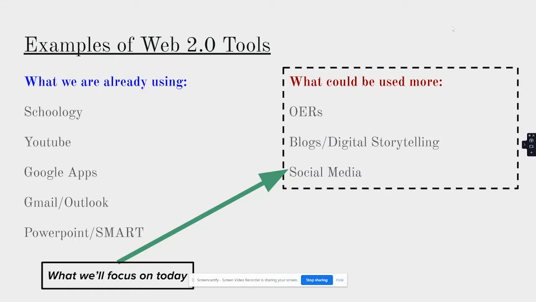So here are some examples of Web 2.0 tools. You already know what this is, but again, this might be a term you've never heard before. So here's some that we're already using: Schoology, YouTube, Google Apps, our Gmail or Outlook account, PowerPoint, Smart Files, all of that stuff you are already using and become fairly proficient at, Schoology in particular. So we're going to focus on some stuff you may not have heard of or may not be using. Those are open educational resources, blogs and digital storytelling, and social media, which we've all heard of, but I doubt we're using in our classroom.